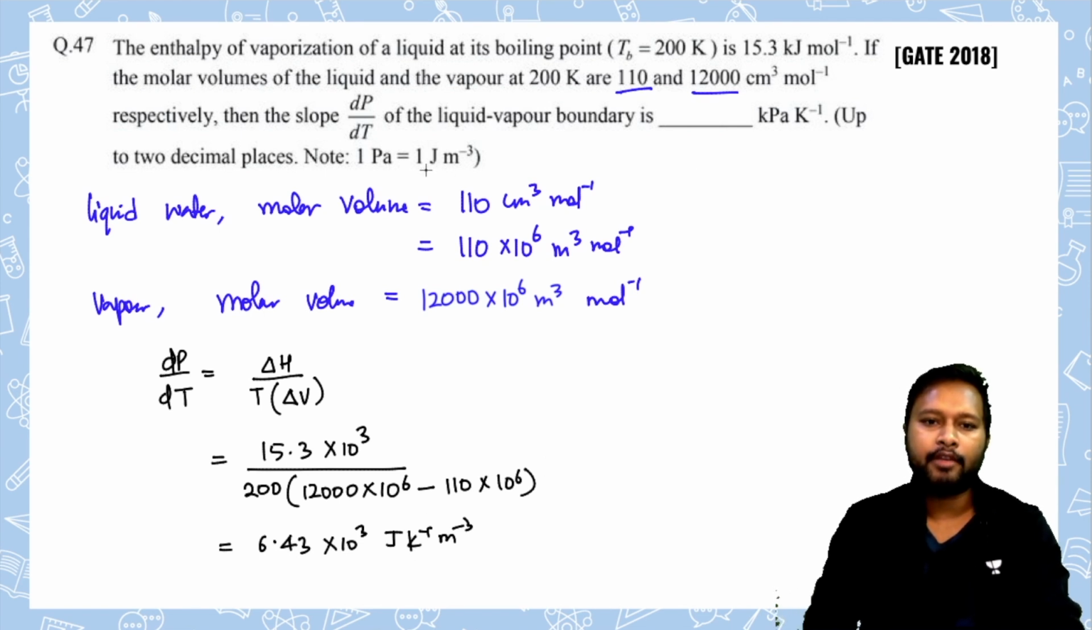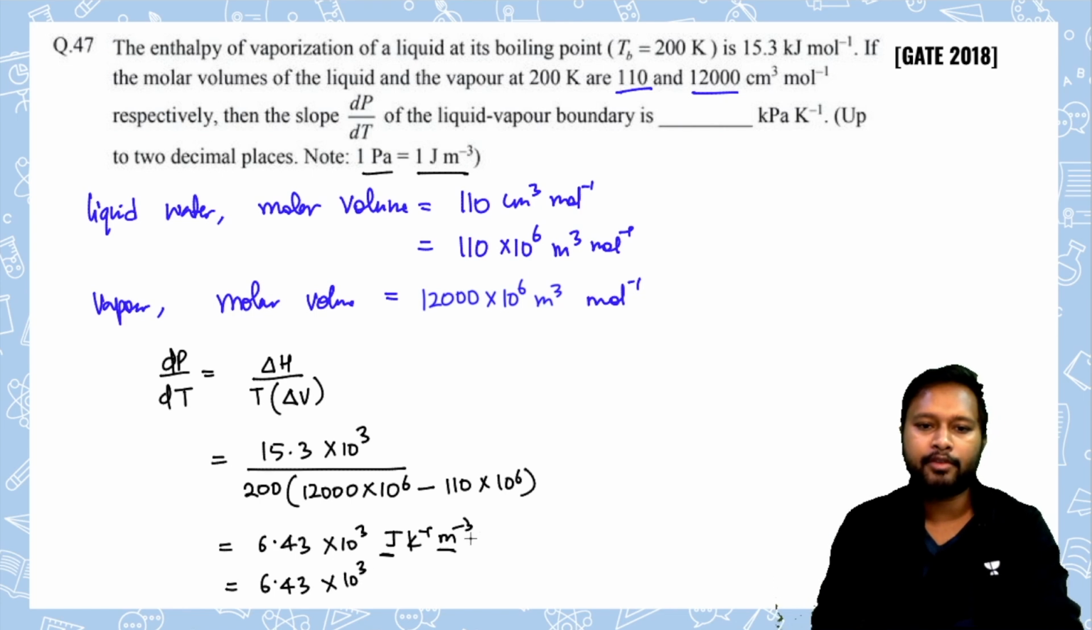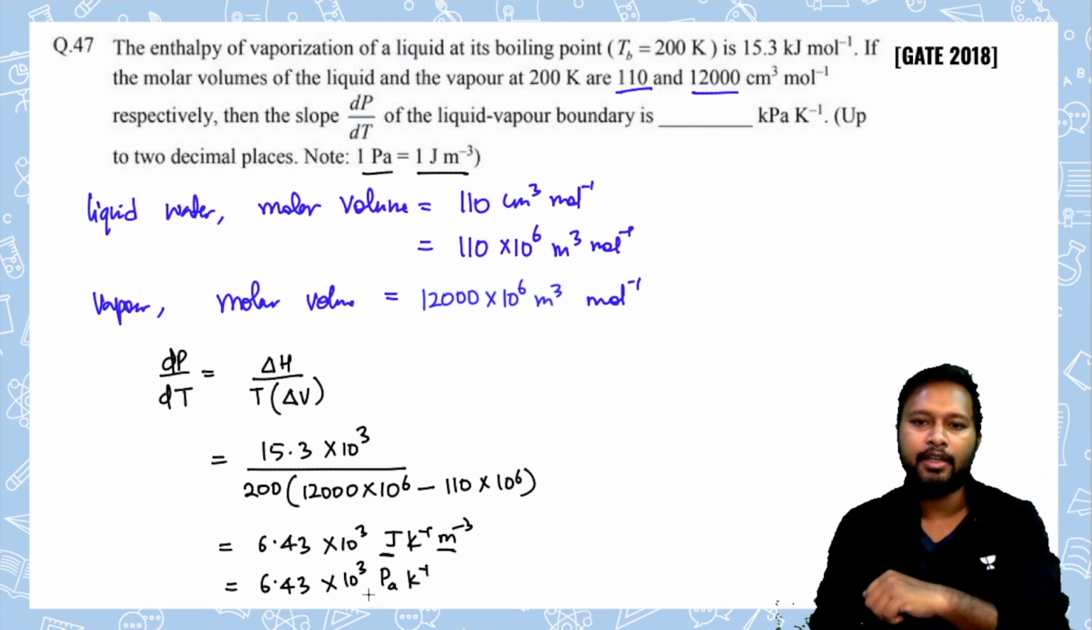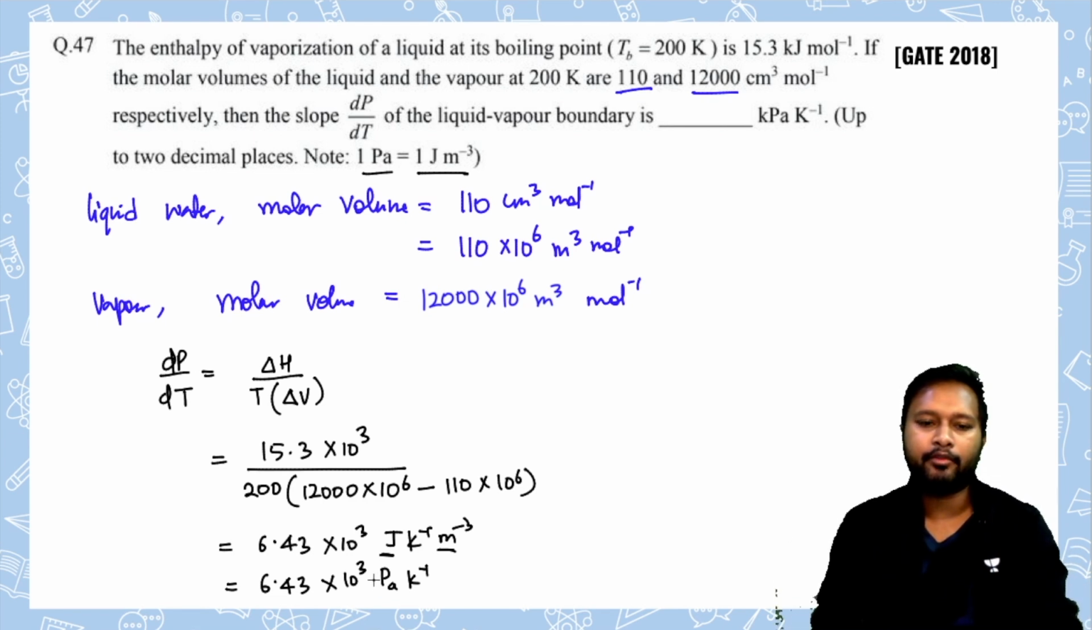Now you know that 1 joule per meter cube is 1 pascal, so I can just write pascal in the place of joules per meter cube. So this will become 6.43 into 10 to the power 3 pascal per Kelvin. If I have to convert this into kilopascal per Kelvin, I have to remove this 10 to the power 3, right? You know that 1 pascal is equal to 10 to the power minus 3 kilopascal. So I can just remove this part, and then it will get converted into kilopascal.